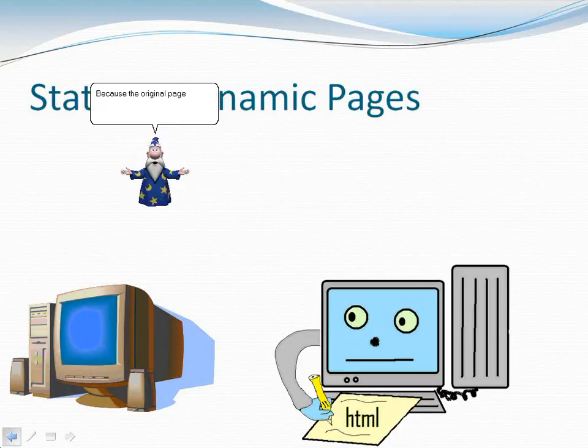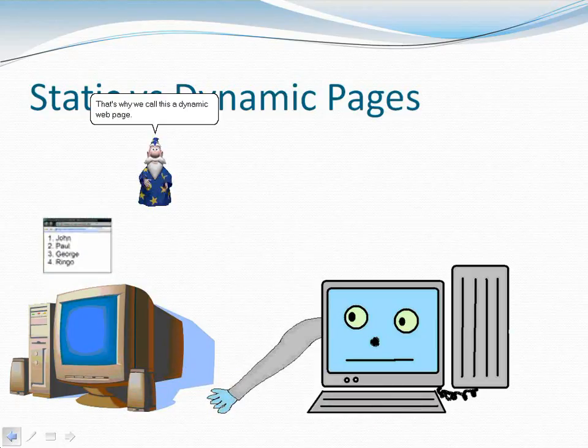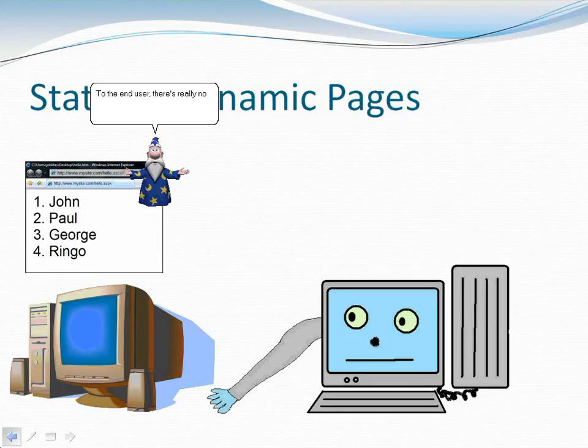Because the original page, ASPX, contains code with instructions, the server needs to dynamically create a new HTML page for the client requester computer that shows the data requested so the client's browser can do the HTML interpretation. That's why we call this a dynamic web page. To the end user, there's really no difference between my page HTML and my page ASPX. They both show HTML interpreted by the browser, but the process that the web server goes through to serve these 2 pages is very different.